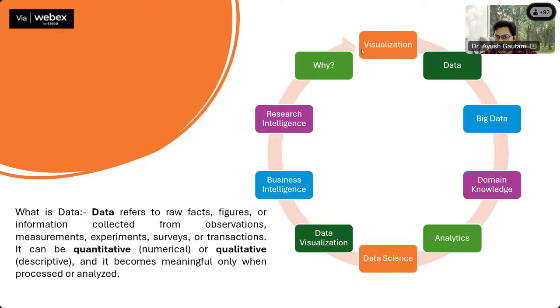To reach visualization, there are many things. We need to understand the data, then understand what big data is, then domain knowledge, then analytics. We'll discuss what analytics is, then comes data science, and after data science comes data visualization. Probabilistic ML and DL come somewhere here in data science. Post data science, there is a role of data intelligence. Post data intelligence come business intelligence and research intelligence.